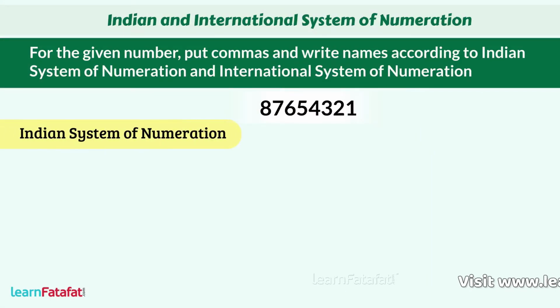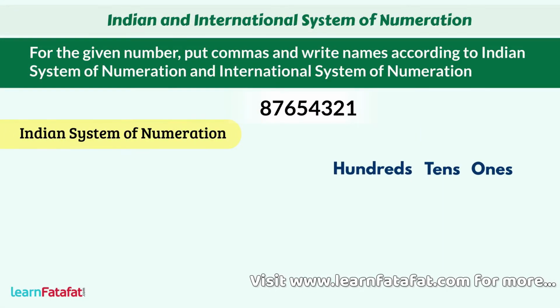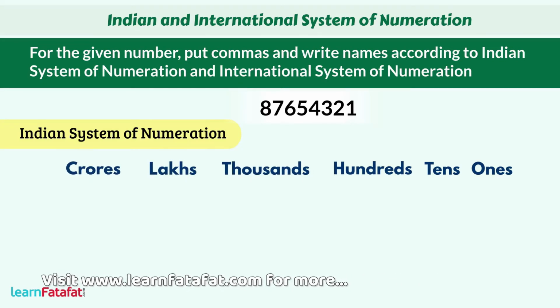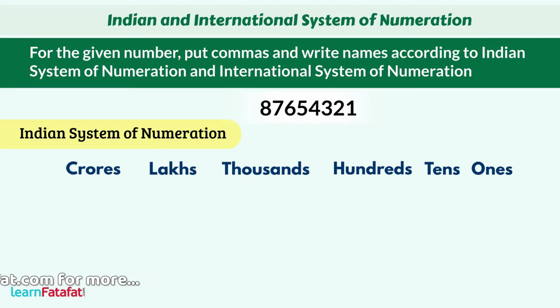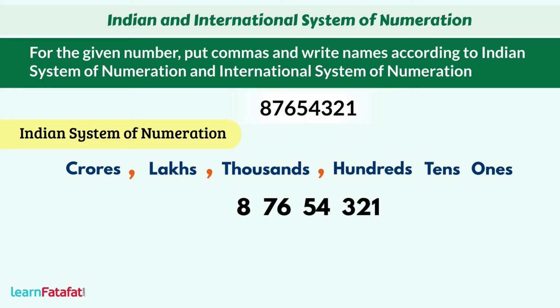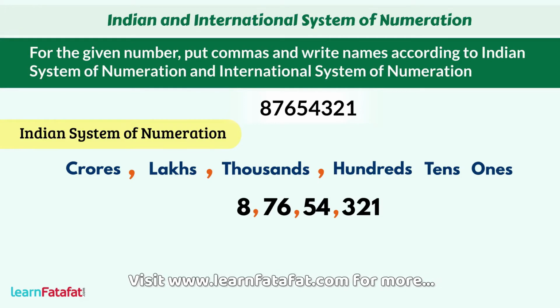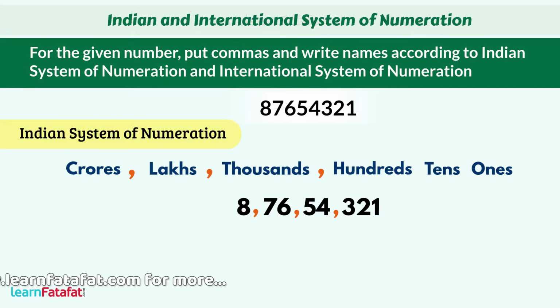Indian System of Numeration uses ones, tens, hundreds, thousands, lakhs and crores. In this system, commas are used to mark thousands, lakhs and crores. So, put first comma after hundreds place, that is, after 3 digits from right to mark thousands. Put second comma after 10,000s place, that is, 2 digits after first comma to mark lakhs. Put third comma after 10 lakhs, that is, 2 digits after second comma to mark crores.